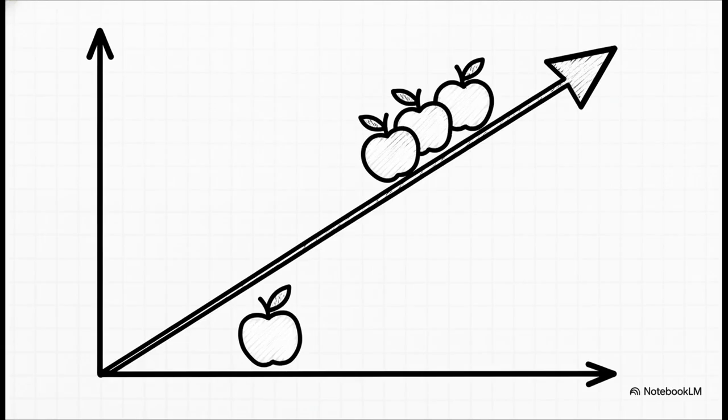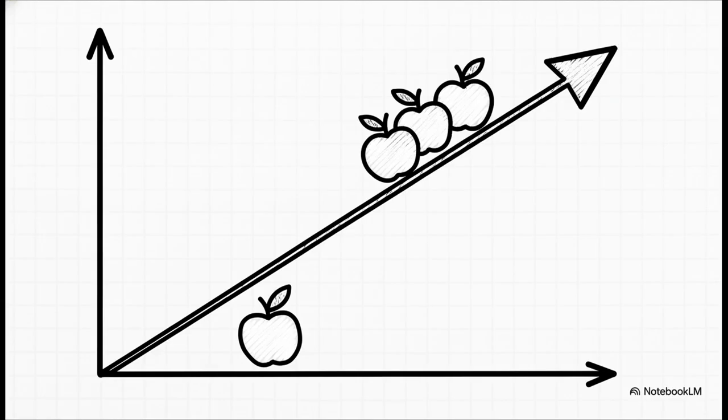First off, it absolutely must be a perfectly straight line. Second, and this is a big one, it has to pass exactly through the origin, which is the point (0, 0). I mean, think about it logically. 0 pounds of apples has to cost $0, right? If it doesn't cross at 0, it is not proportional, period.